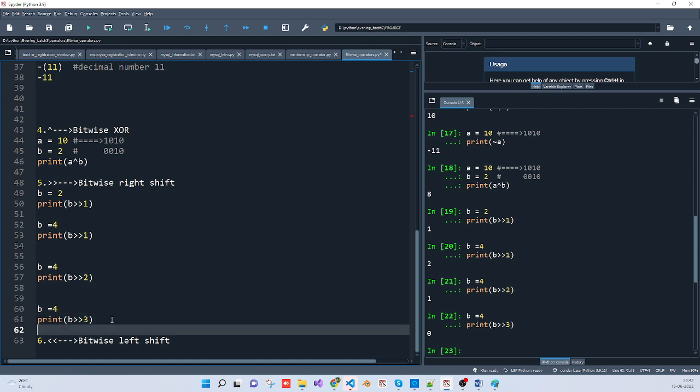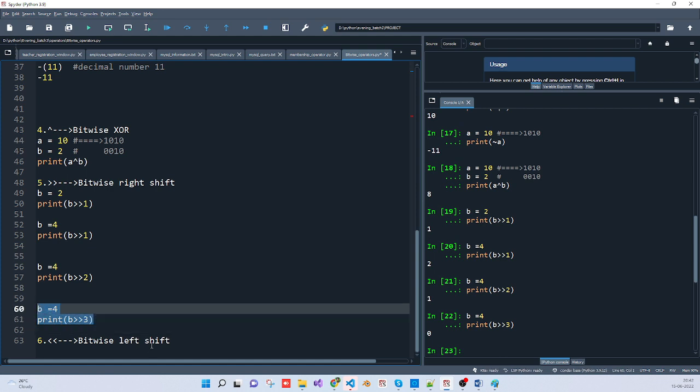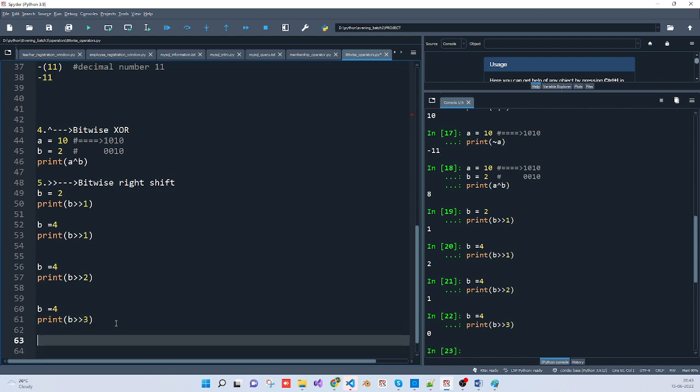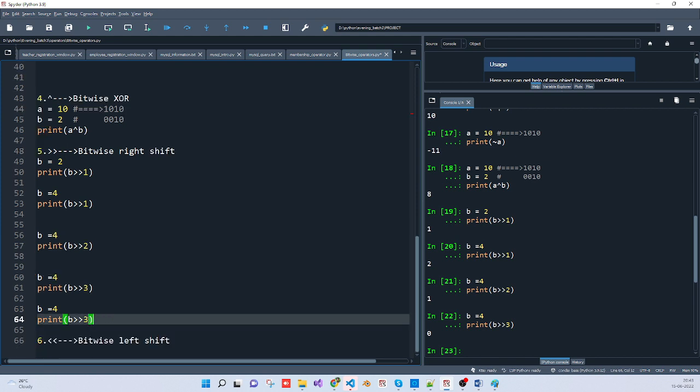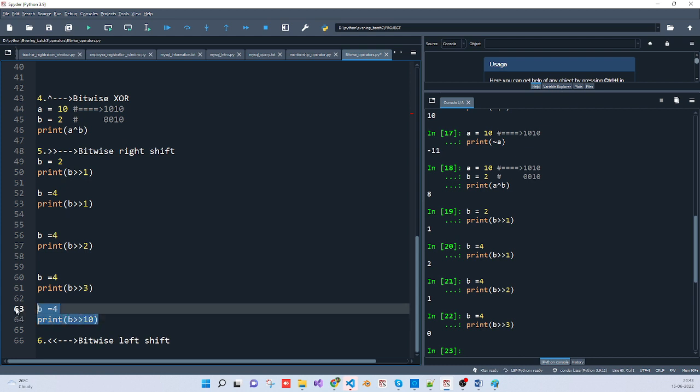After that, if you are shifting 100 times also, my output is 0 only. If you are shifting 10 times also, 20 times also, it will be 0 only. Observe the output, guys. Why? Because already all zeros are there. If you are shifting zeros, there is no output. Got it? And this is about right shift.